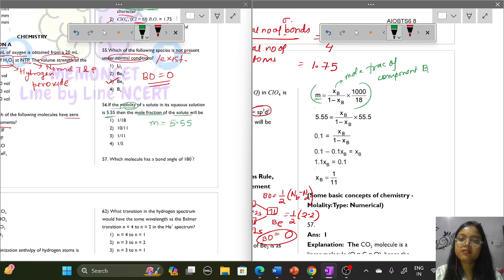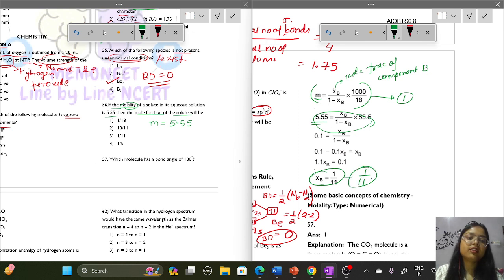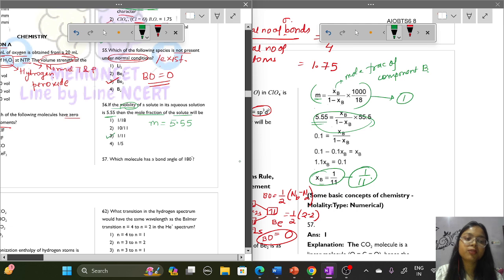So from this equation we can calculate the mole fraction of solute, right? For molality 5.55, on putting the values in this equation, we get xb equals 1 by 11. 1 by 11, which will be the correct option. Option 3 will be the correct option for this question.